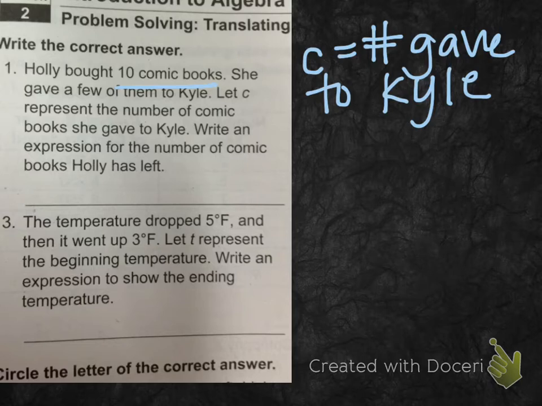So for Holly here, she had 10, she gave C to Kyle, so it's 10 minus C. That's going to give me the number of comic books that Holly has left.